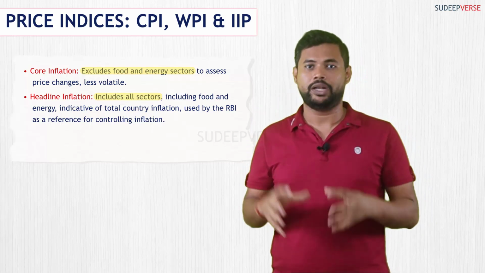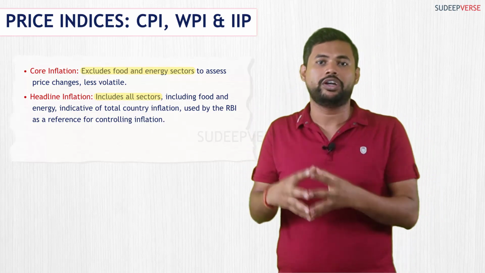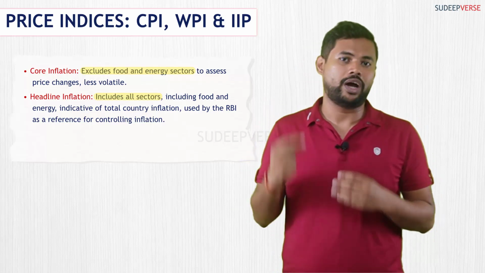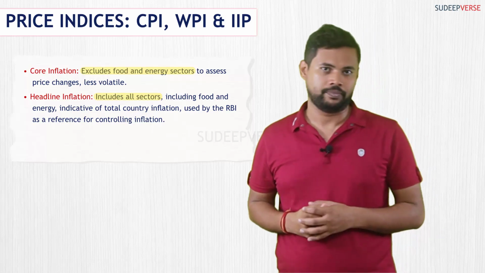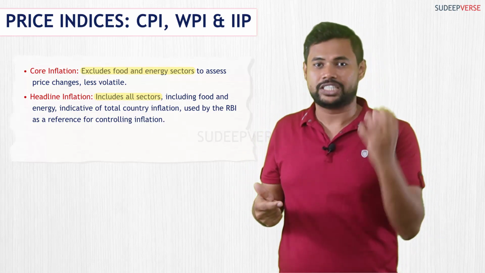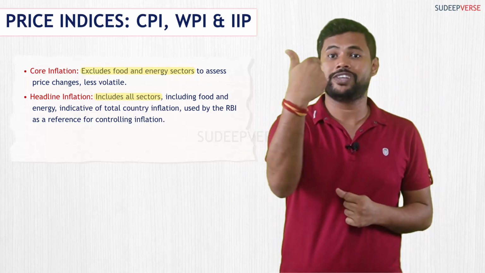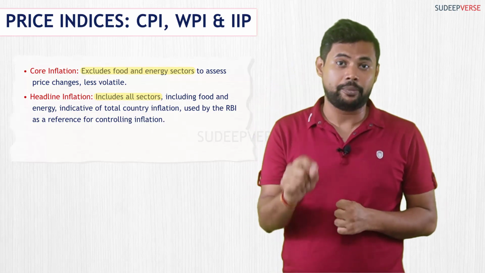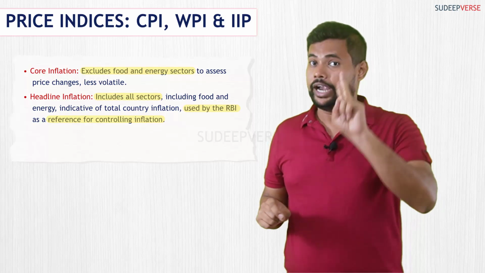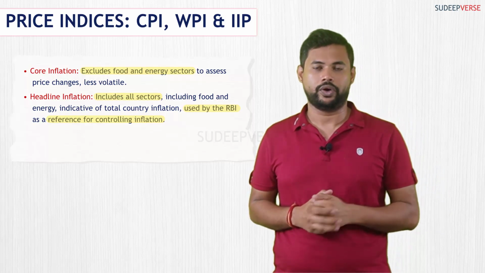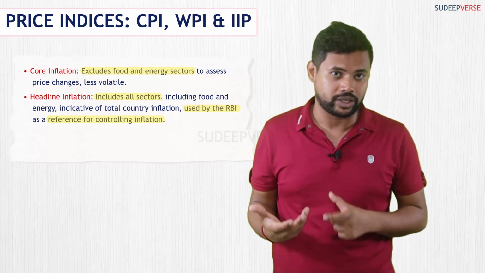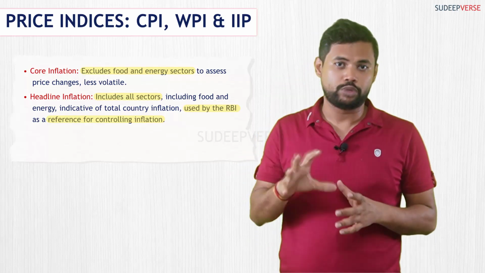The reason why I'm telling you this is, if you take the Monetary Policy Committee under RBI, the main objective of RBI is to control inflation. To control inflation, it needs some type of reference to always assess the changes in prices, and the reference used by RBI is headline inflation and not core inflation. Headline inflation, which is indicative of the total inflation of the country, is what is used by the RBI to control inflation.